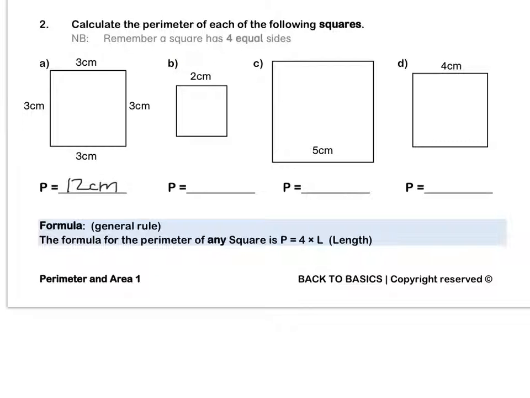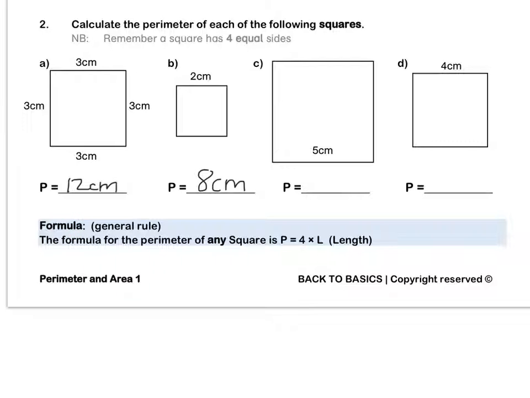For B, this square has a side length of 2 centimeters, therefore its perimeter is going to be 2 times 4, which is 8 centimeters. Press pause to complete question 2 by yourself.